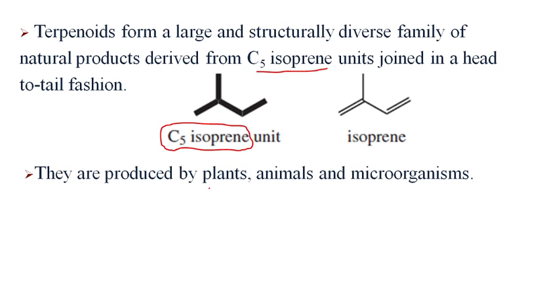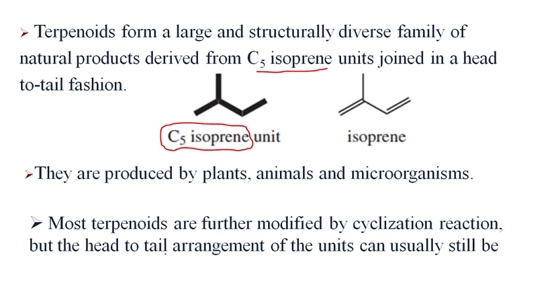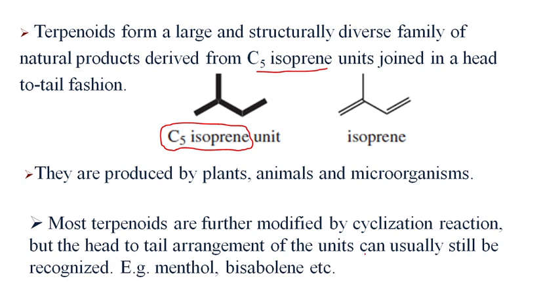Terpenoids are produced by plants, animals including humans, and microorganisms. Most terpenoids are further modified by cyclization reactions. There can also be acetylation, methylation, hydroxylation, and other various reactions. But the head to tail arrangement of the units can usually still be recognized. For example, in menthol, bisabolene, and various other structures, we can identify the head to tail attachment.